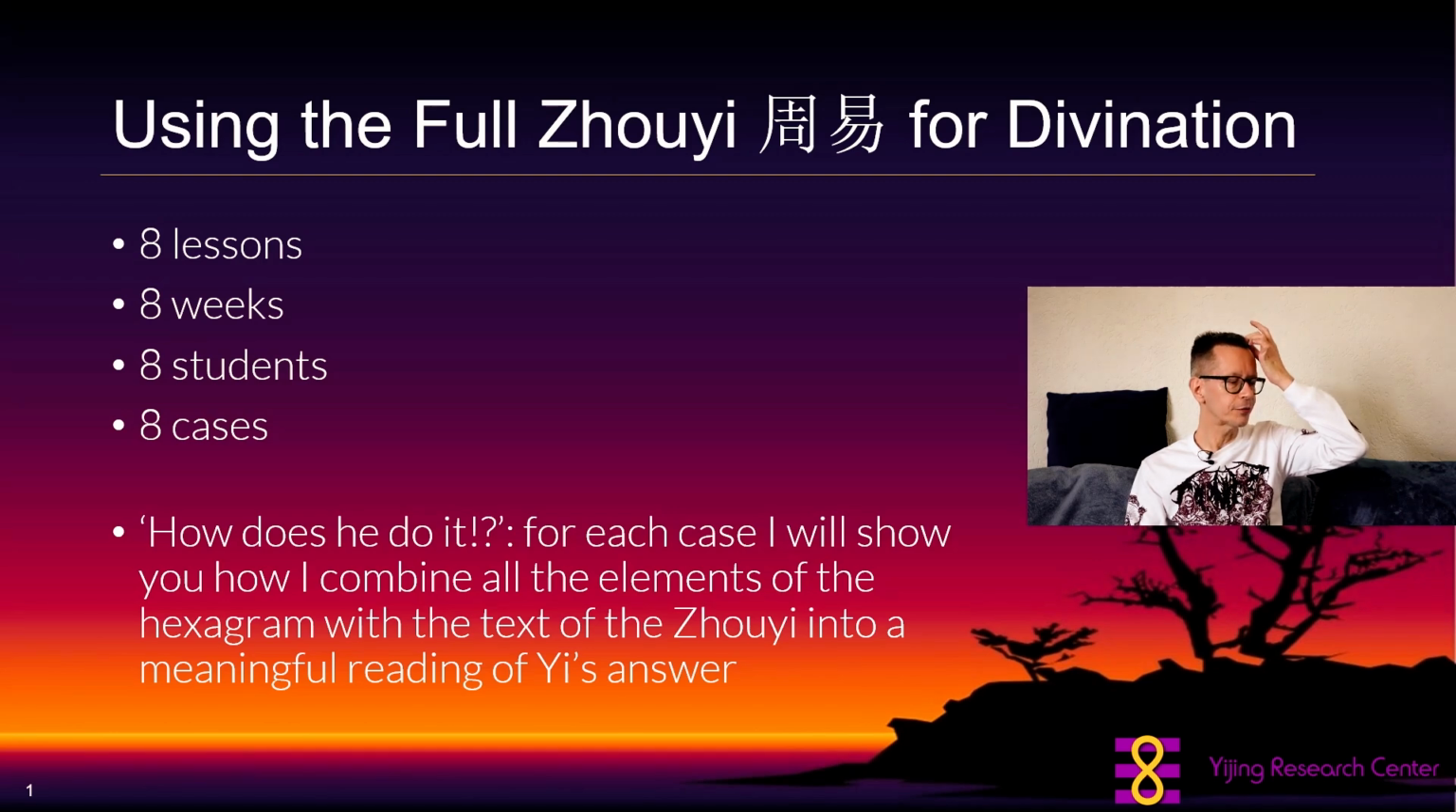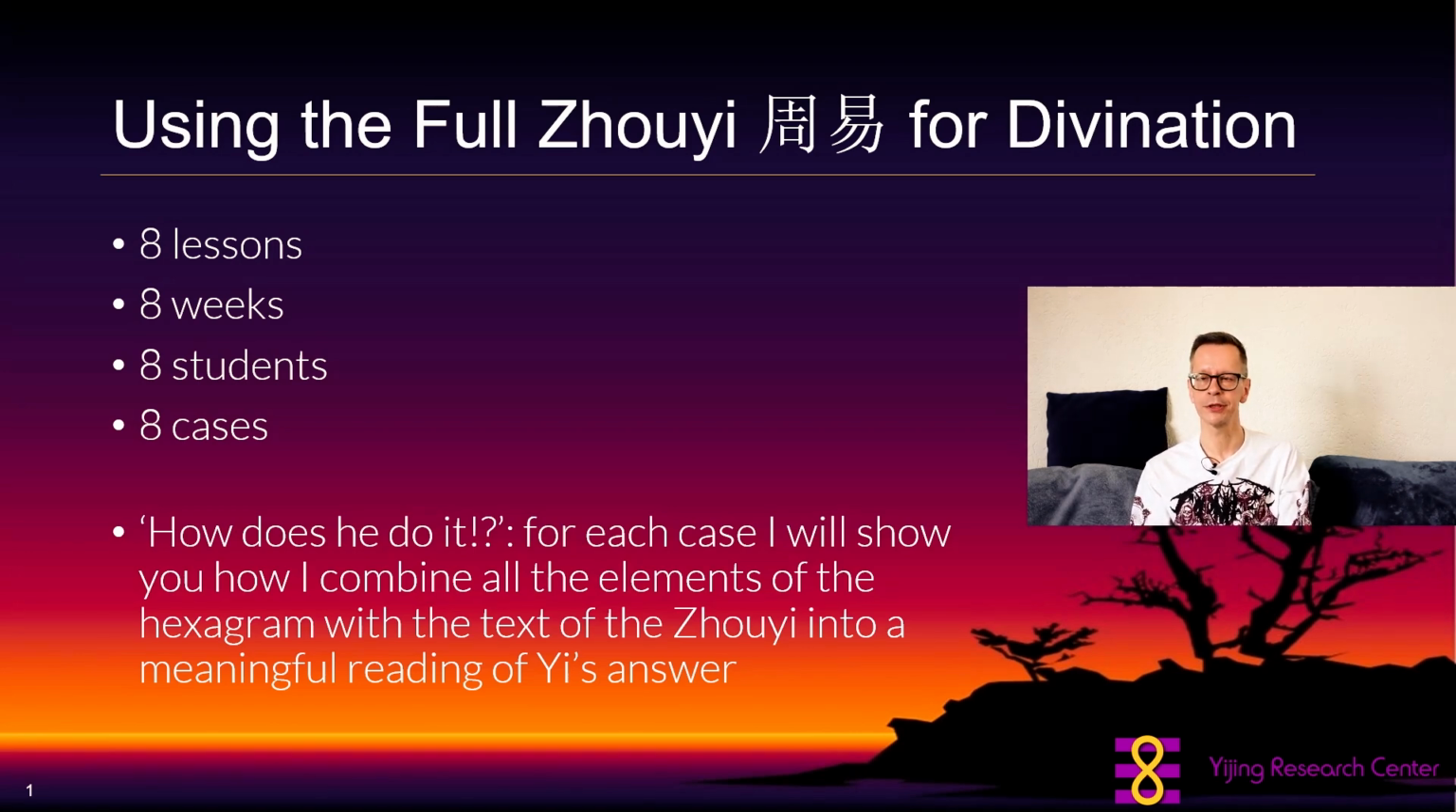So the title of the course is Using the Full Zhouyi for Divination, and by that I mean using the hexagrams and all the systems that are in it and the text of the Zhouyi. I explicitly say Zhouyi because I Ching implies also commentary like the Ten Wings, etc. And I'm not really concerned by that. I'm focusing on the Zhouyi, the original foundational oracle of the Book of Changes.